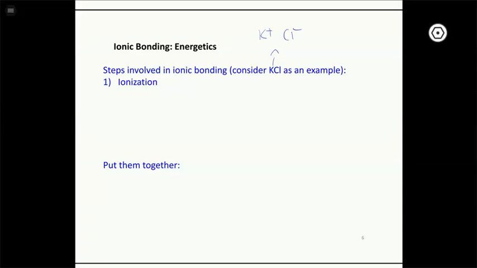But why does that even happen? Why is that a spontaneous process? Because usually for processes to happen spontaneously, you need to have a release of energy. So what are the energy changes associated with forming ionic compounds? That's what we're going to try to understand today.